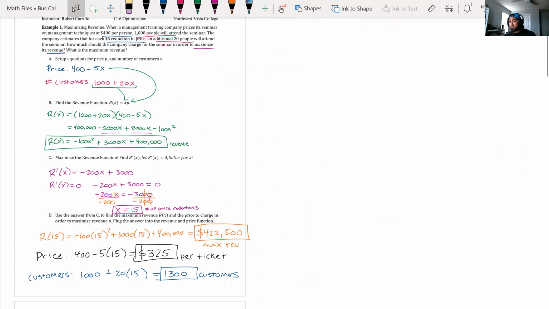And again, that's optimization on a revenue function. The only difference in these types of problems is that we have to create the revenue function from the given information in the problem. But hey, that's not bad. The seminar, you make 422,000.